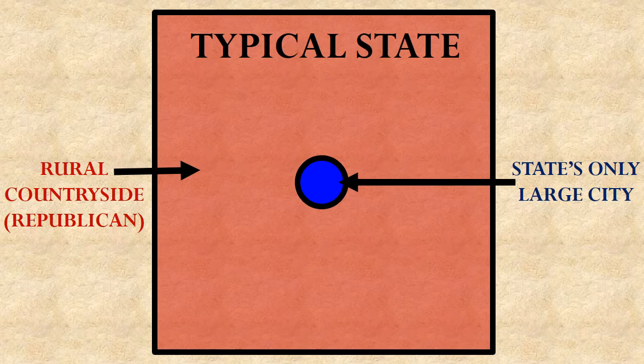Well, typically, voters who live in the rural countryside on farms and ranches are more likely to be Republicans, while the voters who live in big cities are more likely to be Democrats. So that then gives us our typical state that we've constructed. We have a bunch of countryside populated with predominantly Republicans, and we have one big city populated primarily with Democrats.